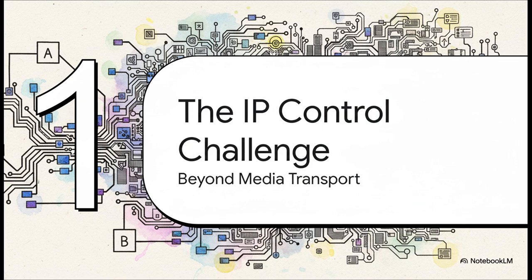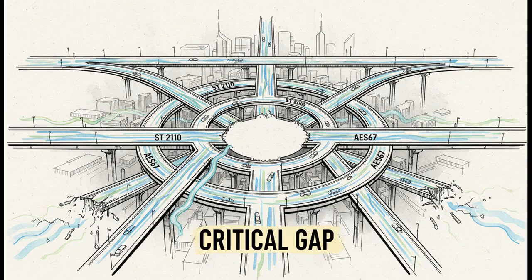All right, let's start with the core of the problem, because getting those media packets from point A to point B, that's really just the beginning of the story. Think of it like this. Standards like ST2110 and AES67, they're like the highway system. They give us all the rules for how the cars, our media packets, should travel, what the speed limit is, which lane to be in. But what they don't give you is the GPS to find your destination or the air traffic controller to manage all the routes. And that leaves this huge critical gap.